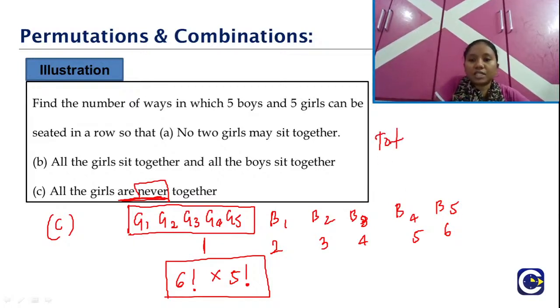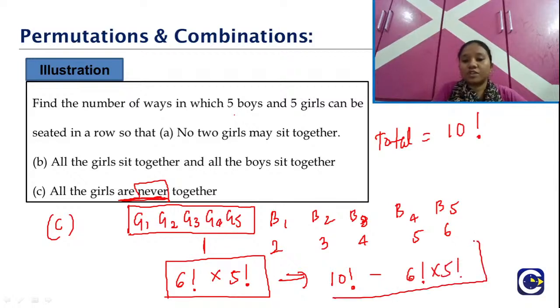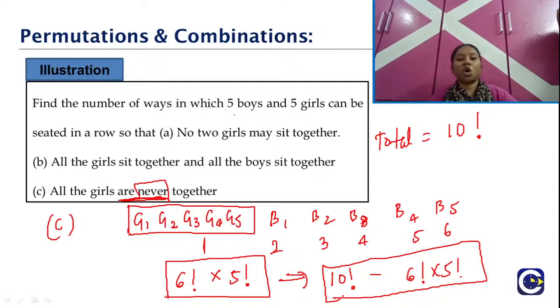So the total arrangement is nothing but the number of boys and girls we are having. So 5 plus 5, 10. So the total arrangement will be 10 factorial. So for never together, we'll be subtracting the all-together case from the total arrangement. That means 10 factorial minus 6 factorial into 5 factorial. So this will be the total number of ways where all the girls are never together. Right. So this is how we'll be solving whenever we are having groups of equal objects and the questions are given accordingly.